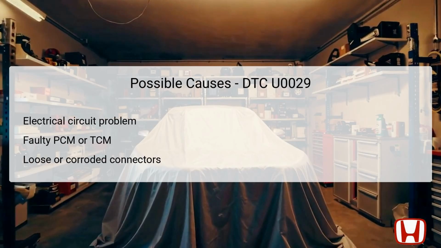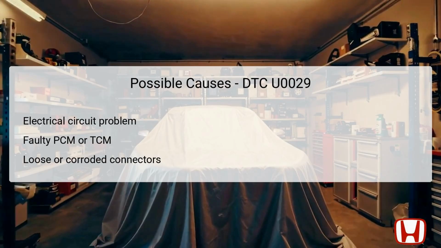The U0029 DTC can result from multiple possible causes that primarily focus on the electrical integrity of the system. An electrical circuit problem, such as short circuits or open circuits, can prevent successful communication between electronic control units.